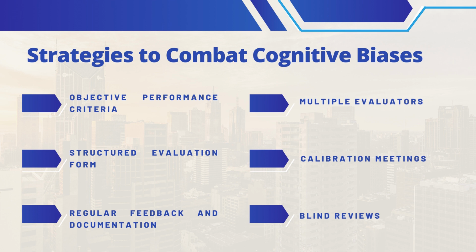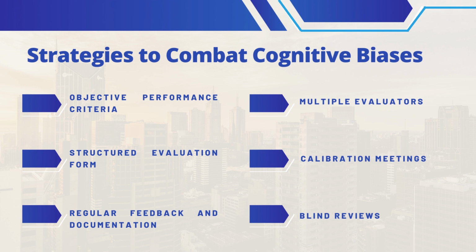Number three, there must be regular feedback and documentation. Regular check-ins or evaluations throughout the year can prevent biases, like the recency effect and the primacy effect. And documenting performance issues and achievements as they happen can provide a more accurate and comprehensive record for the performance review.